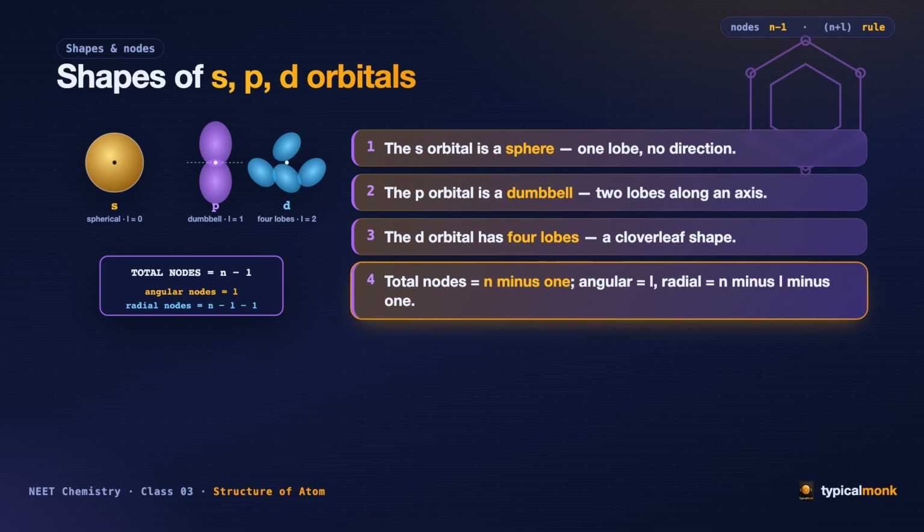And here is the idea that ties them together. The node. A node is a place where the electron simply is not found. The total number of nodes in any orbital is n-1. Of those, the angular nodes equal l, and the radial nodes equal n-l-1. Hold that formula close. NEET asks it again and again.